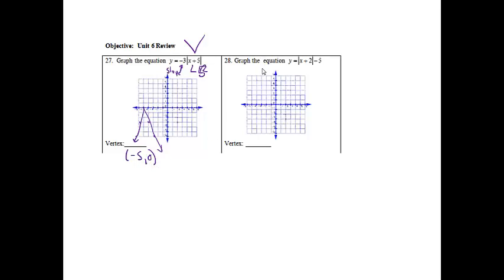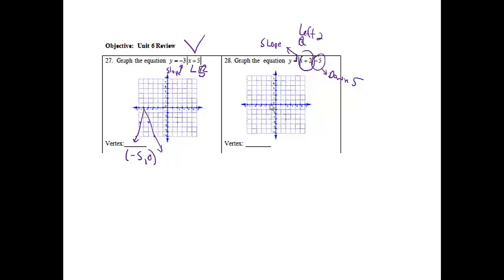Right, number 28, graph the equation y equals absolute value x plus 2 minus 5. Okay, we know the inside controls the left or the right, which means we're going to go to the left 2, because with plus 2 we do the opposite, and then the -5 is going to make me go down 5, and then there's nothing in front of the absolute value, so it's going to be 1, and that's going to represent my slope.